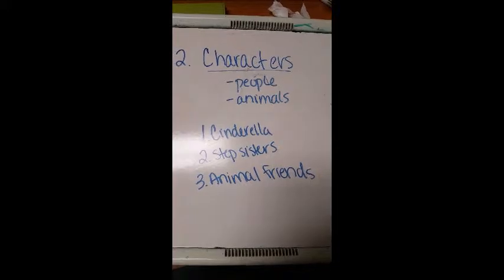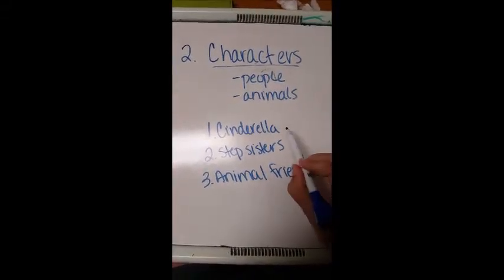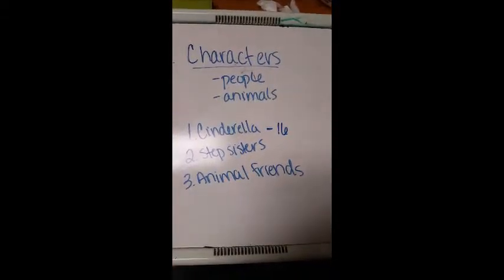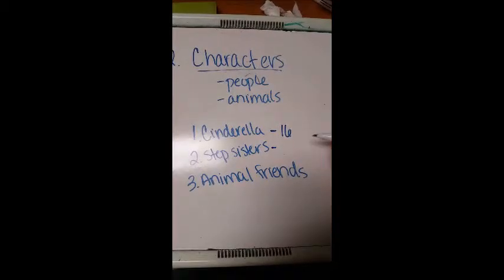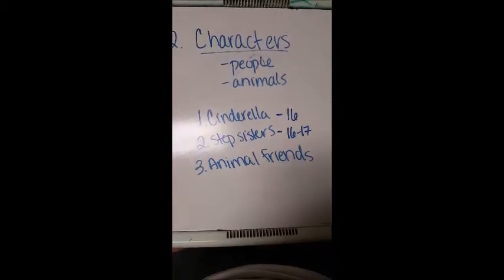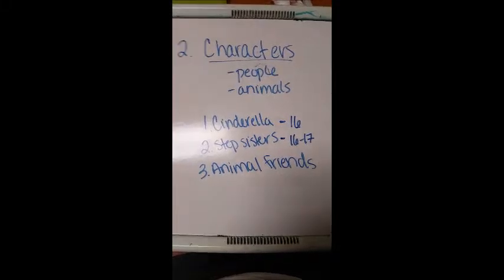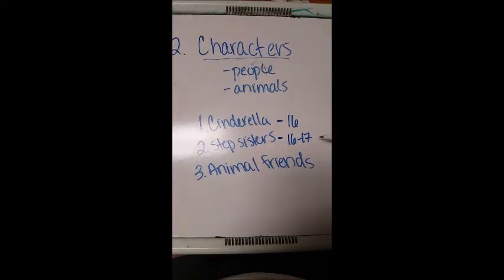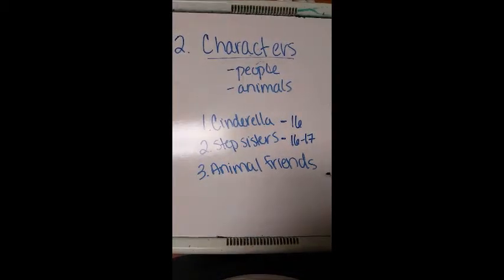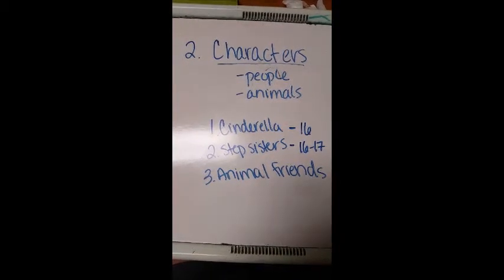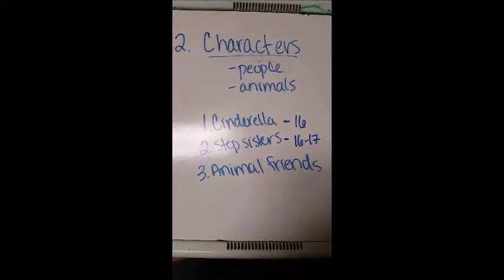So when you talk about the characters, you also want to include the age. So Cinderella was about 16 when this story takes place, and her stepsisters are probably about the same, so maybe 16 to 17. And then her animal friends, obviously we don't know their ages, but that's okay, they're still considered characters. And also in characters, you want to talk about the believability of the characters. So Cinderella is a pretty believable character, along with her stepsisters. But the ones that are maybe not as believable are all of her animal friends, because they talk and act like humans even though they're actually animals.